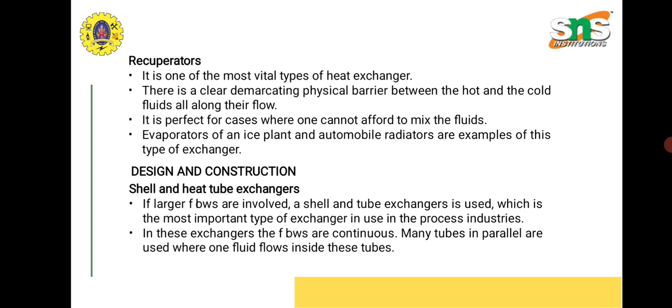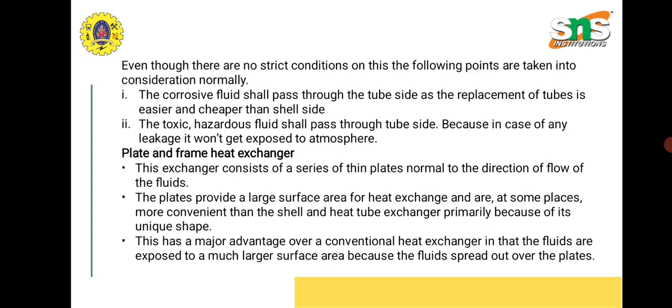If large areas are required, a shell and tube heat exchanger is used, which is the most important type of exchanger in use in the process industries. In these exchangers, the flows are continuous. Many tubes in parallel are used, where one fluid flows inside the tubes.